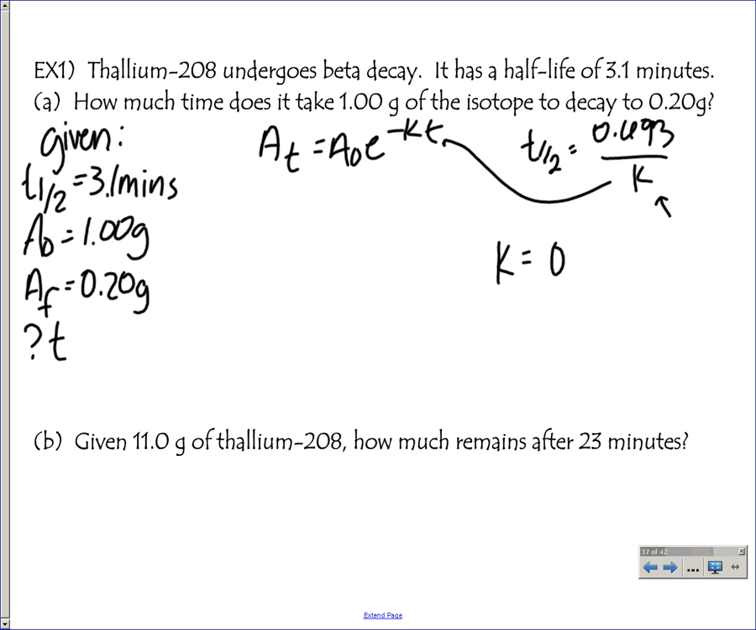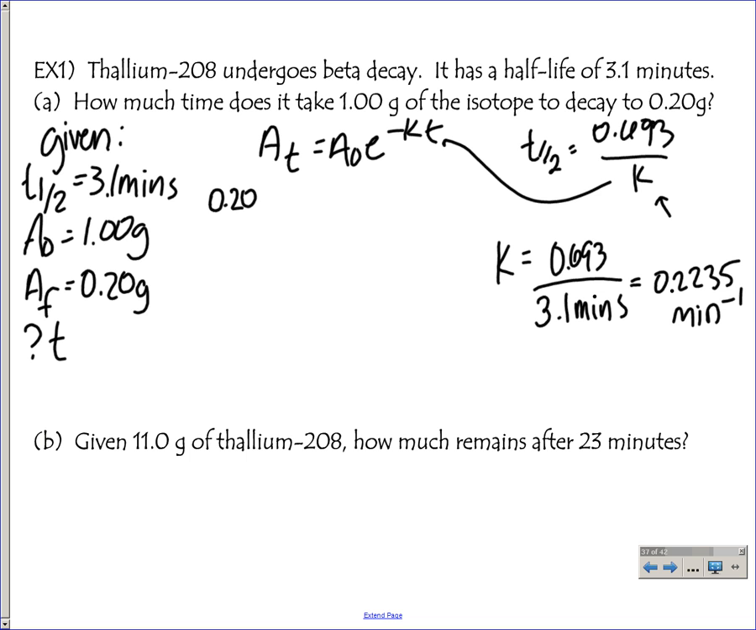k is equal to 0.693 divided by 3.1 minutes. All I did was rearrange this equation of T1/2 equals 0.693 over k and solve for k. And I get k to be 0.2235 minutes to the negative 1, or 1 over minutes. So that's k. Now I'm going to plug that in with all my other givens in order to figure out the t involved in this half-life equation.